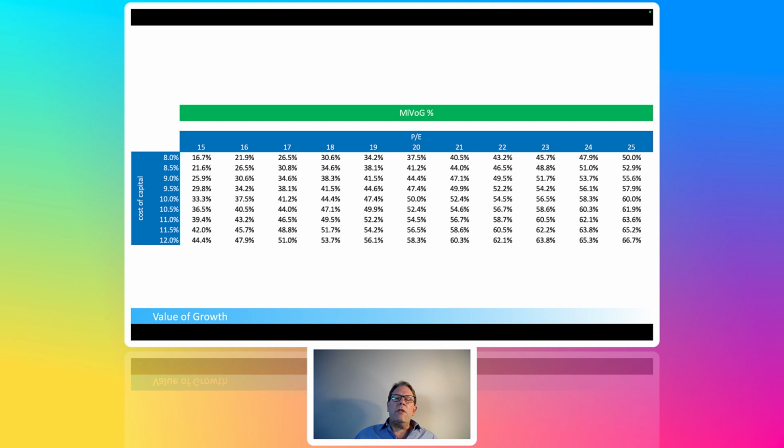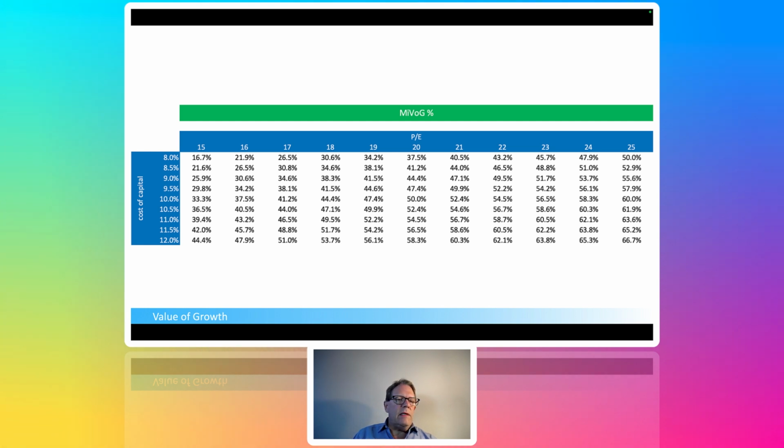All right, so now let's put together a little table. I'll leave the chart up for a moment so people can see it. If you have a cost of capital on the left and a PE on the right, you can calculate what percent of that PE is for growth, the market implied value of growth percentage of the PE. So if you have an 8% cost of capital and a 20 PE, guess what? 37.5% of that PE is attributed to growth. Now, if you have a 10% cost of capital and a 20 PE, shocking, 50% of the PE is for growth.